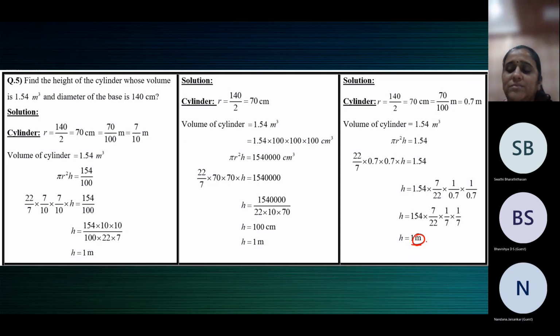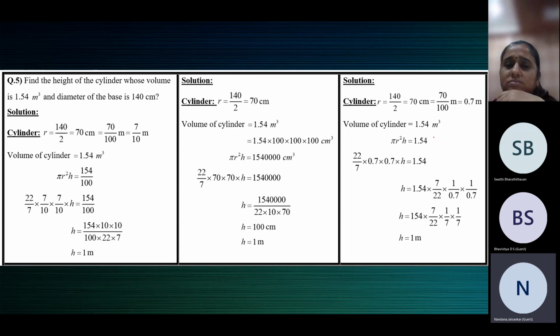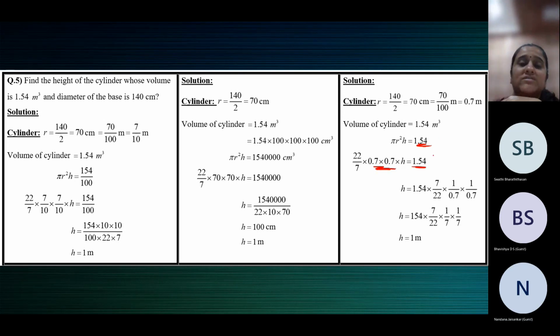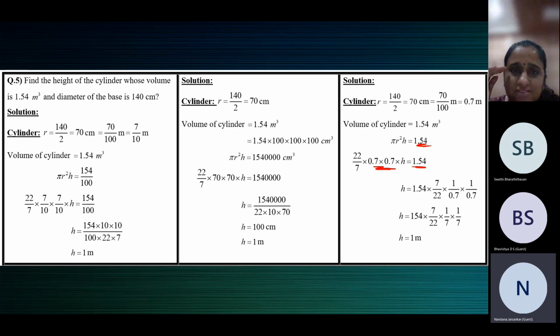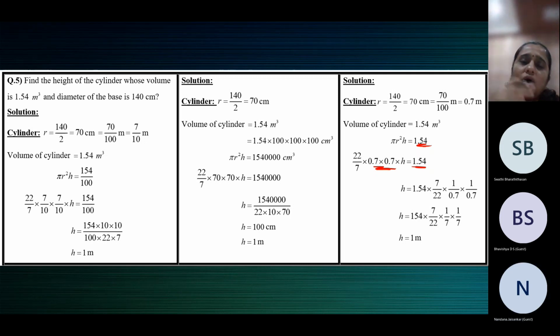Very good. Why is it meter? Why not centimeter? Ma'am, because the volume of the cylinder is in meter cube, and R also is in meter. Yeah, because we have taken radius and volume in meter. See, when you substitute the values in a formula, all the values must be in the same unit. Either all in centimeter or all in meter. So here we have taken the radius in meter and the volume in meter cubed. So the answer will directly be in meter. H is equal to 1 meter.